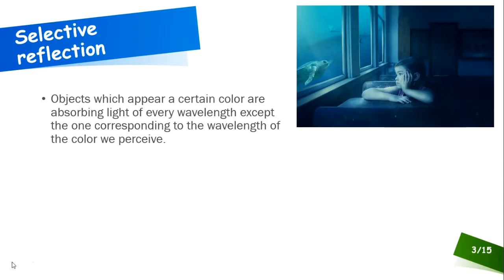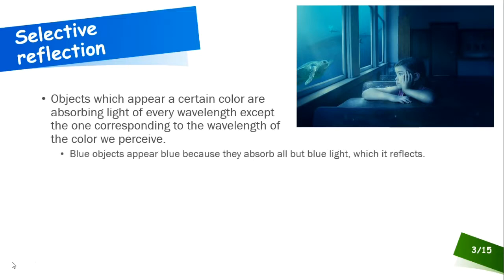So we have what we call selective reflection. Essentially, objects that are a certain color are absorbing every light wavelength except the one that corresponds to the color we perceive. If an object is blue, it's because it's absorbing all light but blue light, and it reflects the blue light. That's why we see the blue light, because that's what it reflects. Everything else is absorbed.